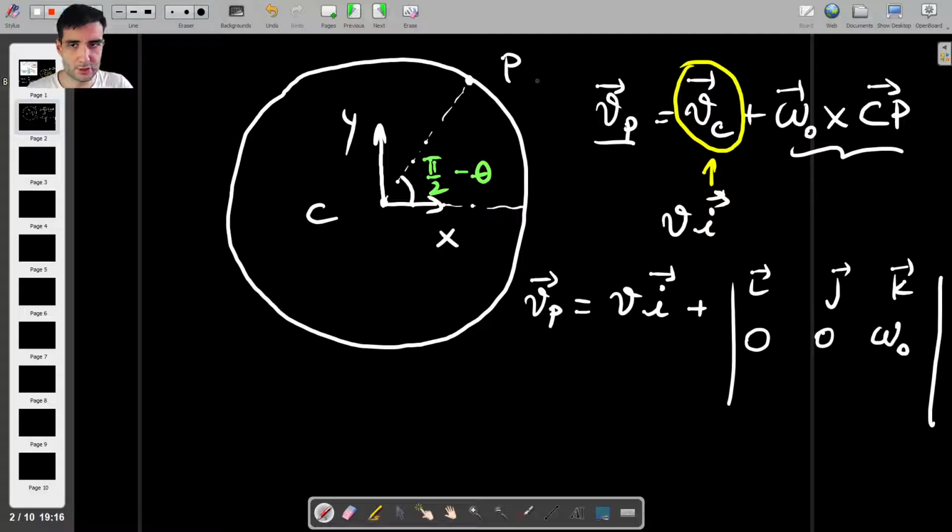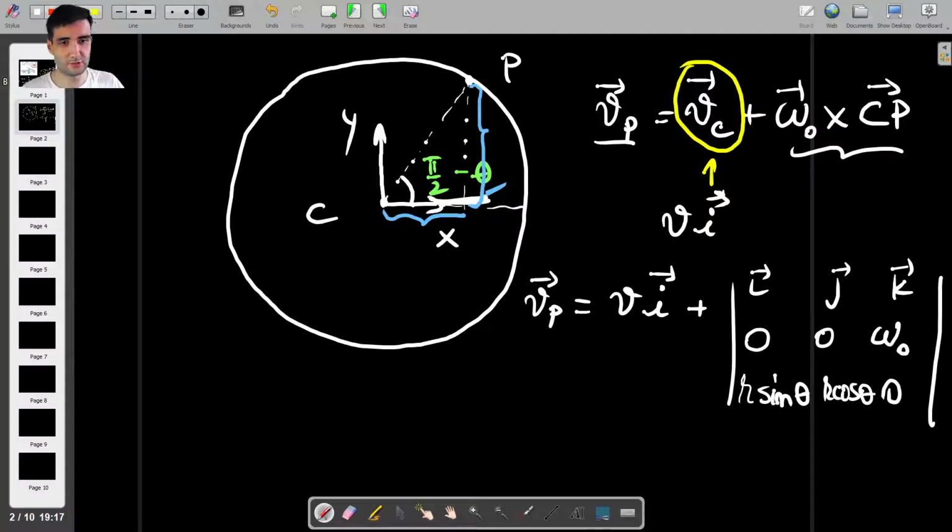Okay, so we know the length of CP because that's the radius of the disk. And let's see what's the x component. So the x component of CP is going to be equal to this bit right here, which is radius times cosine of this angle, but the cosine of this angle is the sine of theta, right? Because of how trigonometry works. And then this height right here, this vertical component of CP, is r cos theta, and we have 0. Okay, and that's pretty much it.